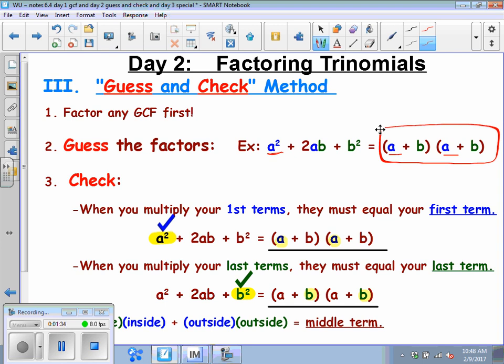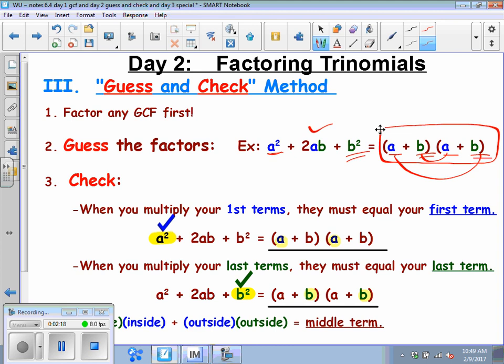And then you're going to take your last term and guess those factors, because when you multiply your last term times your last term, it has to equal your last term in your trinomial. So that's the guess part. So you guess what the factors are. Then you check to see if you guessed correctly. And the way you check, you know that it's right if you multiply the inside terms and the outside terms and combine them, they have to equal your middle term in your trinomial. If they do, then you did it right. And that's your answer and you're done.